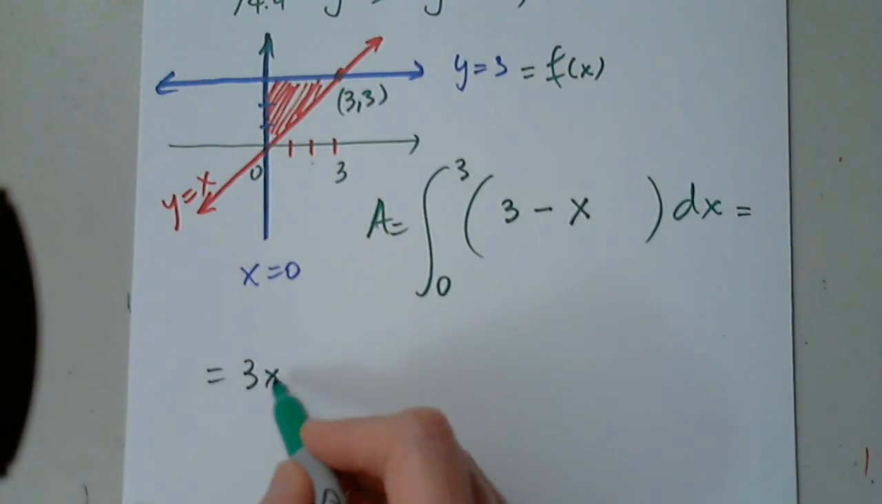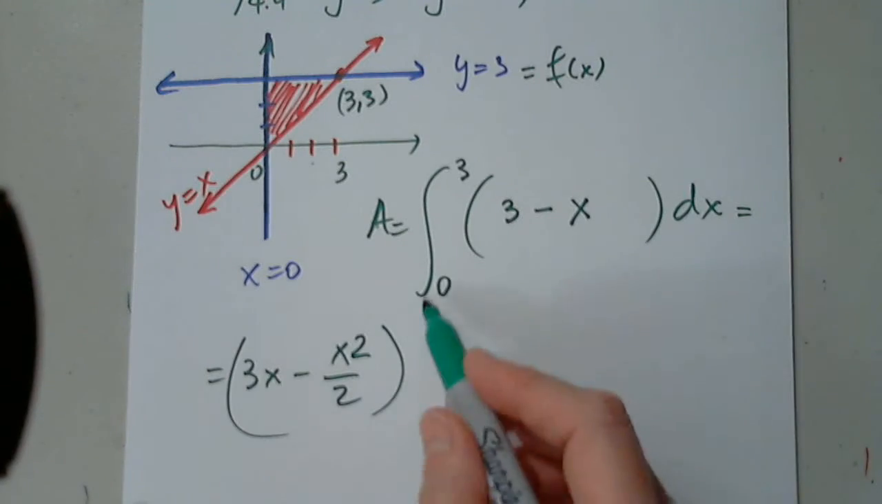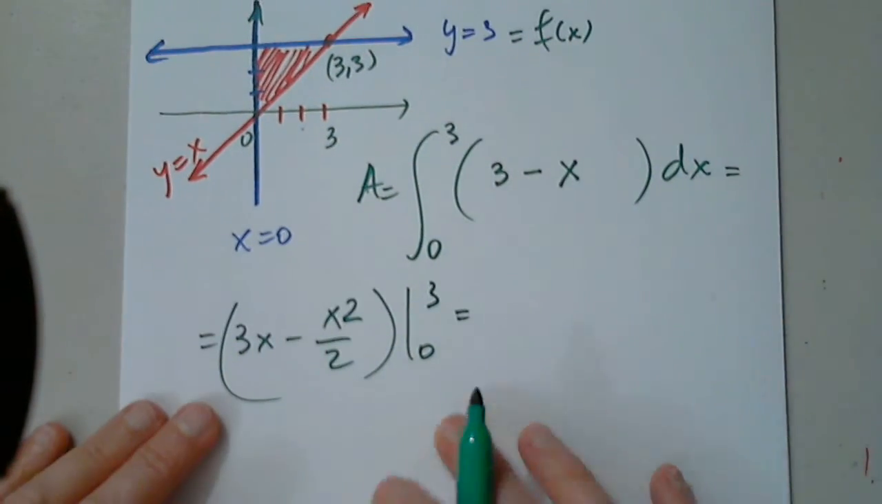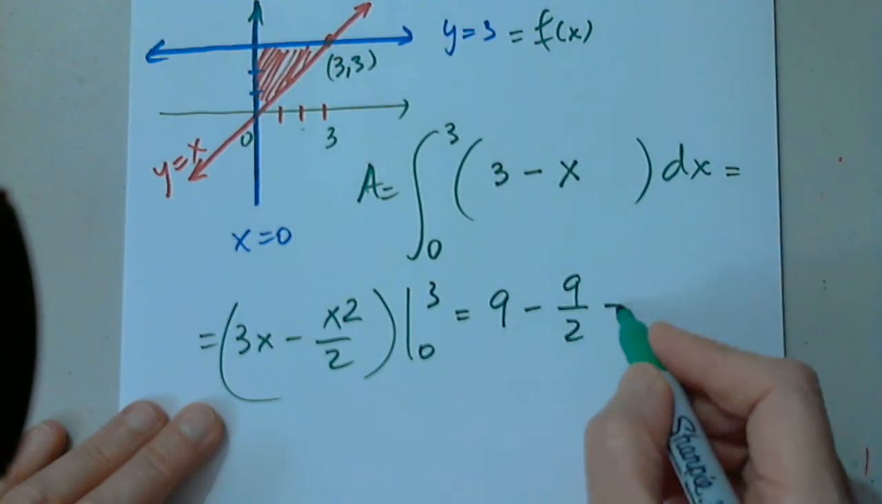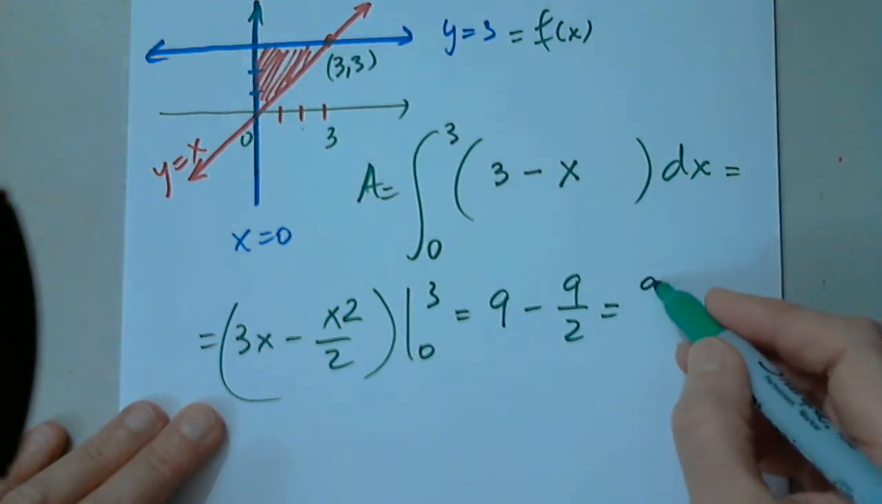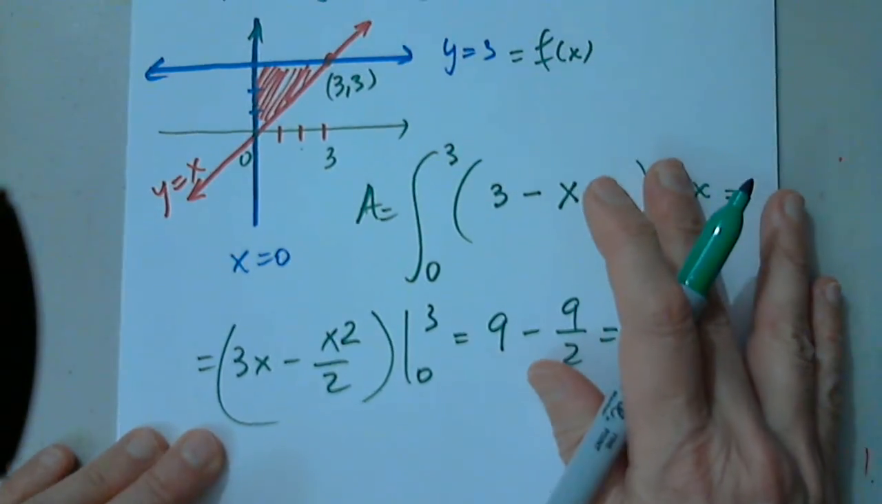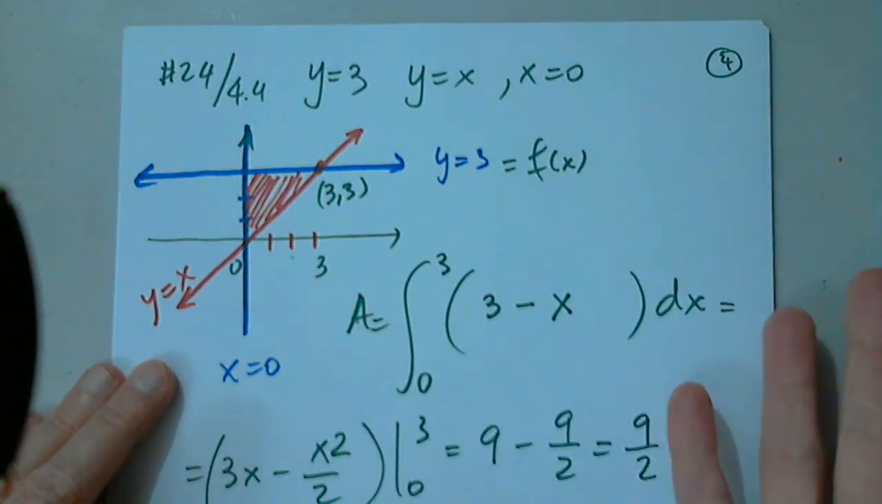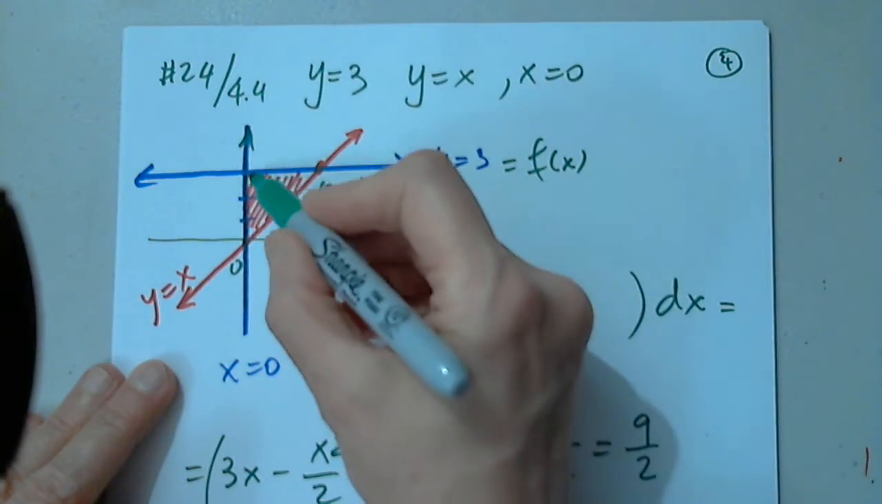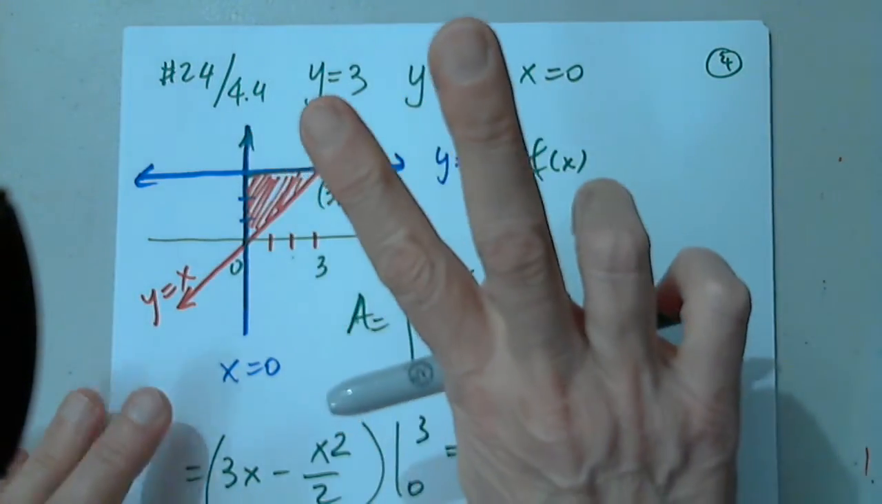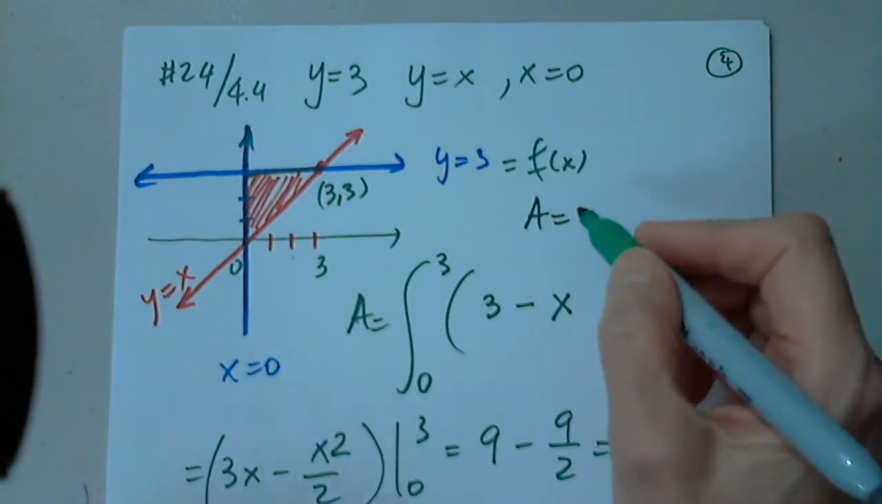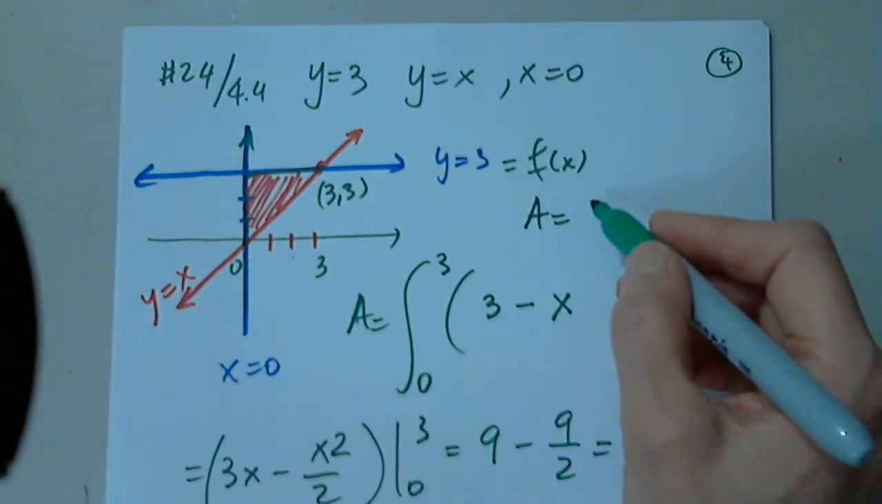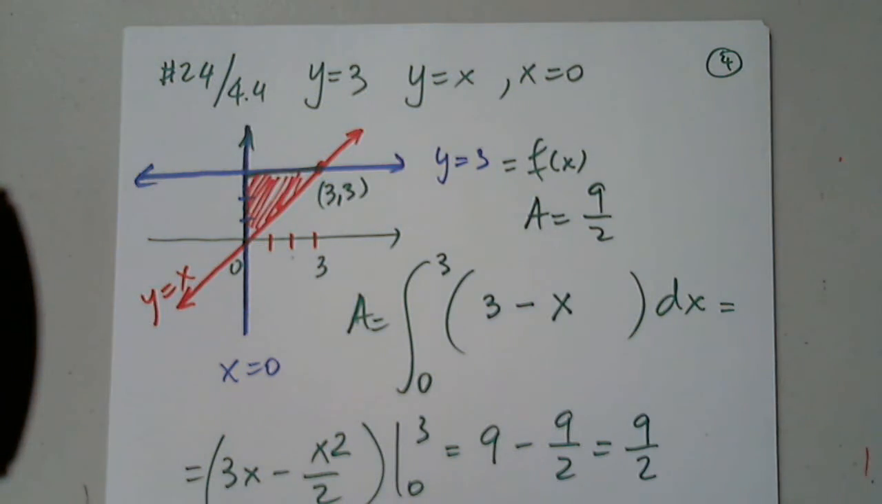So this is 3x minus x squared over 2 from 0 to 3. So I plug in and I have 9 minus 9 halves, which is 9 halves. Now, because it's a triangle, we can always find it, right? Base times height divided by 2. So that's another way. So the area will be 3 times 3 divided by 2. Right? Because it's a right triangle. So we can always determine that.